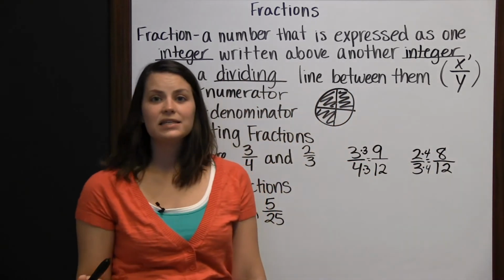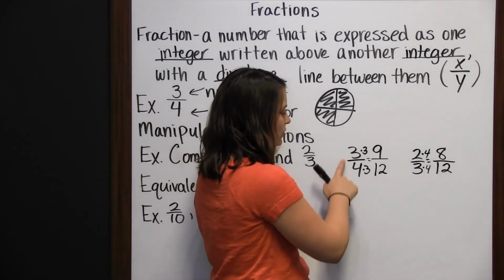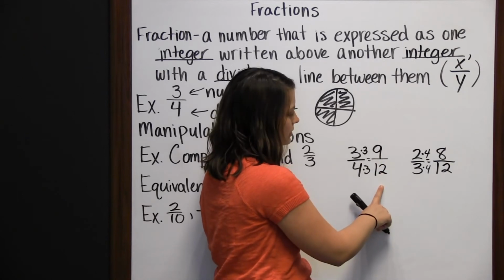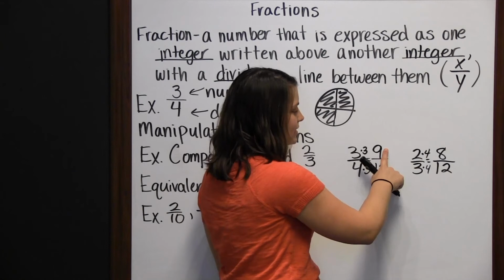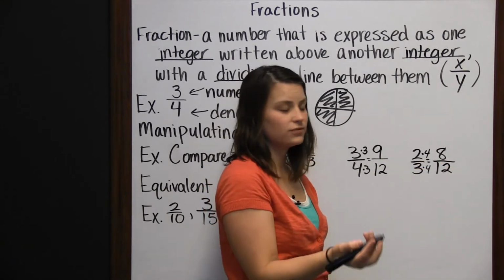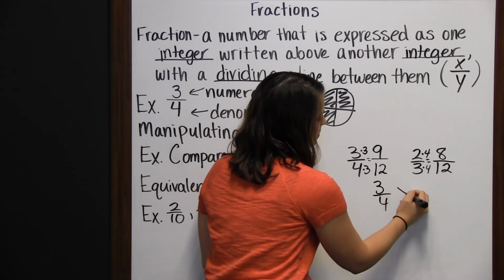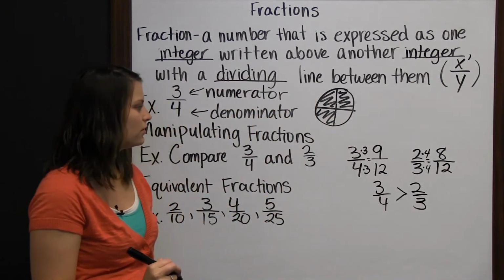So now we can easily see which fraction is larger. 3/4 is equivalent to, or equal to, 9/12. And 2/3 is equal to 8/12. Well, 9 out of 12 is definitely more than 8 out of 12. So we could say that this fraction 3/4 is bigger than this fraction 2/3 if we were to compare them.